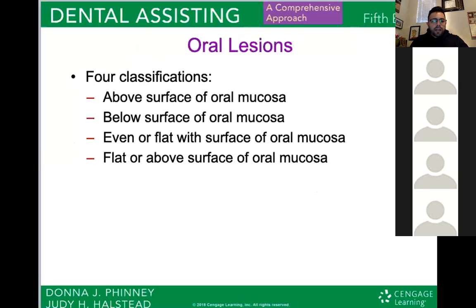Yes. All right. Abnormal tissues in the oral cavity are called lesions and are further classified according to their placement in relation to the surface of the mucosa. The 4 classifications are: above the surface of the mucosa, which is somewhere we can usually see; below the surface of the oral mucosa; even or flat with the surface; or flat and above the surface of the oral mucosa. We'll go over some different pathologies in each category.